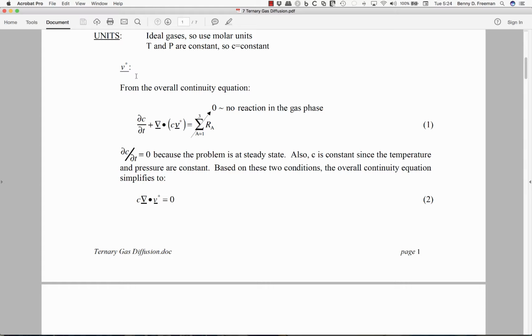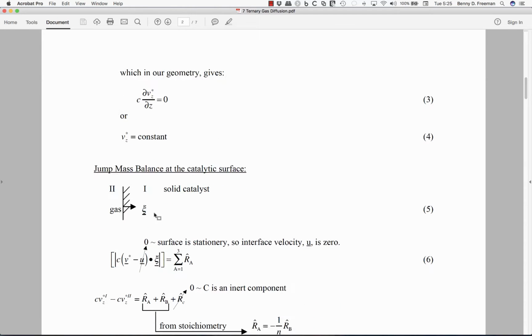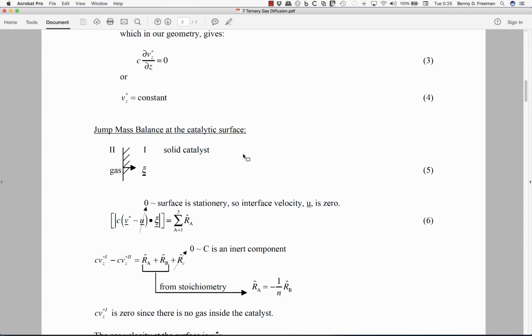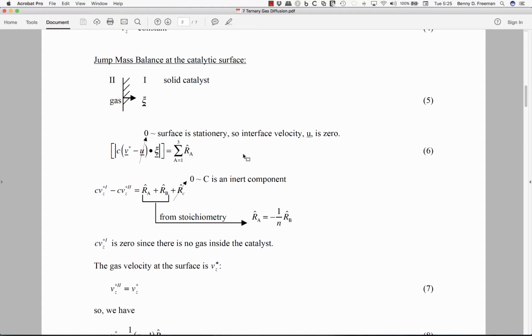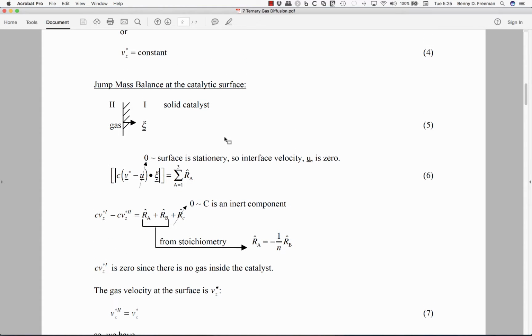We get a statement that the molar average velocity in the z direction, which will turn out to be related to the convective velocity or frame of reference correction term in the species mass balance, is equal to a constant. In order to evaluate what that constant is, we have to turn to jump mass balances at the catalytic surface, basically boundary conditions. So the boundary conditions of the problem will establish the exact value of this molar average velocity.